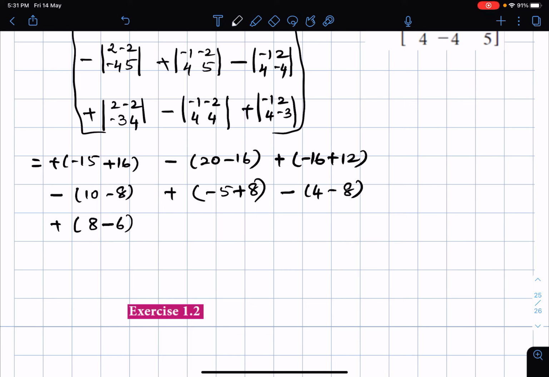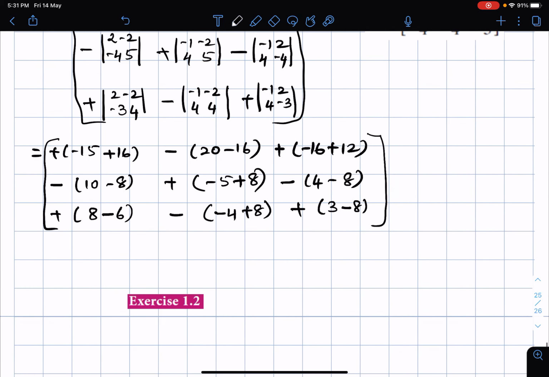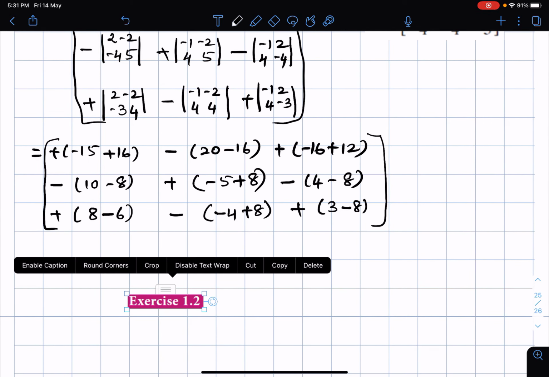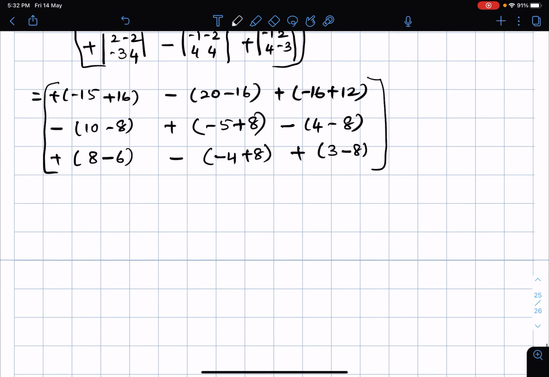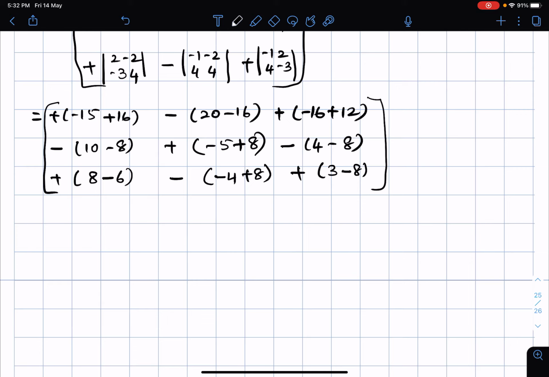Third row, plus 8 minus 6. Minus into minus becomes plus. So minus 6 minus 4, minus into minus plus, so plus 8. Plus minus into minus plus, so 3 minus 8. So this is going to be our expansion. Now we are going to expand this one. So what will you get here?